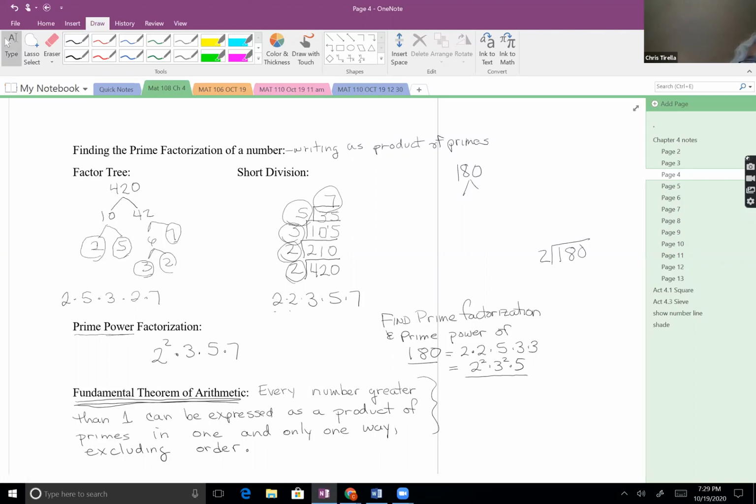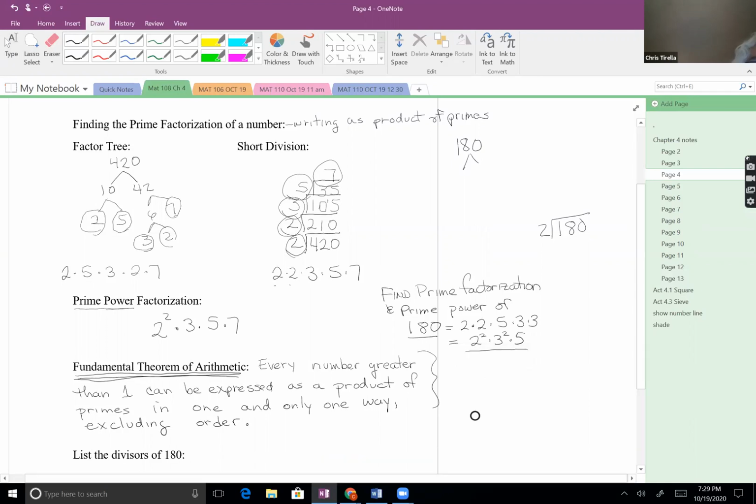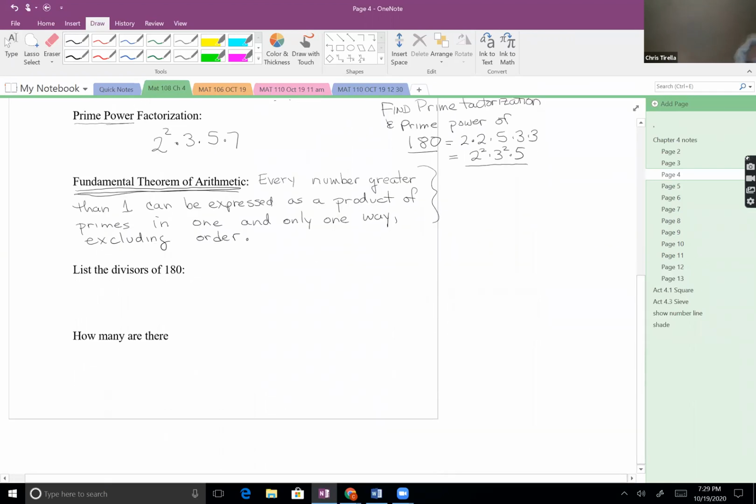And so once we've got that unique prime factorization, I'm going to change this next example a little bit. Rather than listing all of the divisors of 180, let's list all the divisors of 420, all of the numbers that go into 420 evenly. And in order to do that, let's make an ordered list using our factorization.